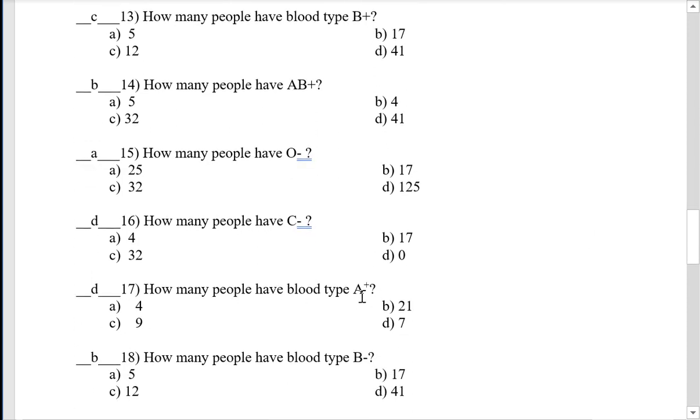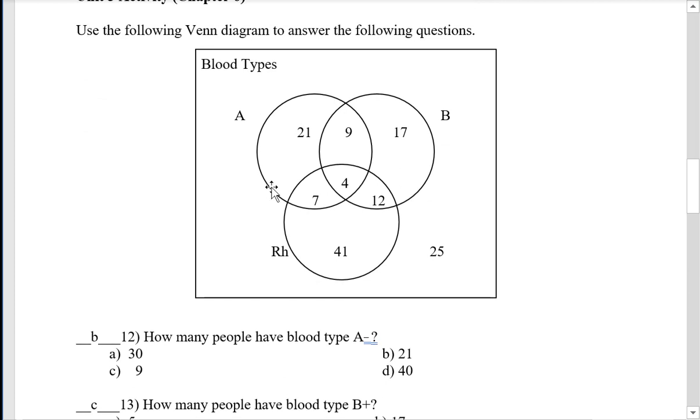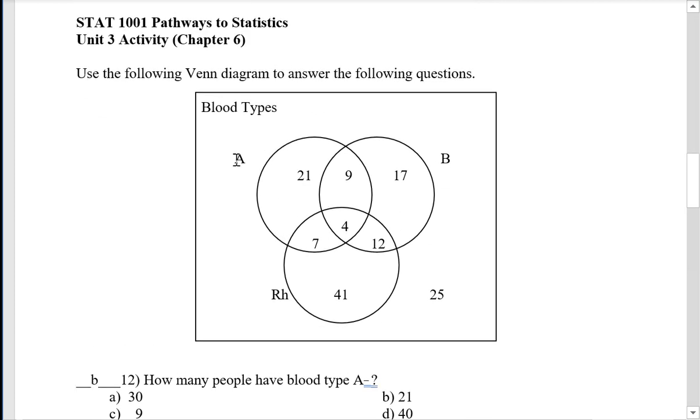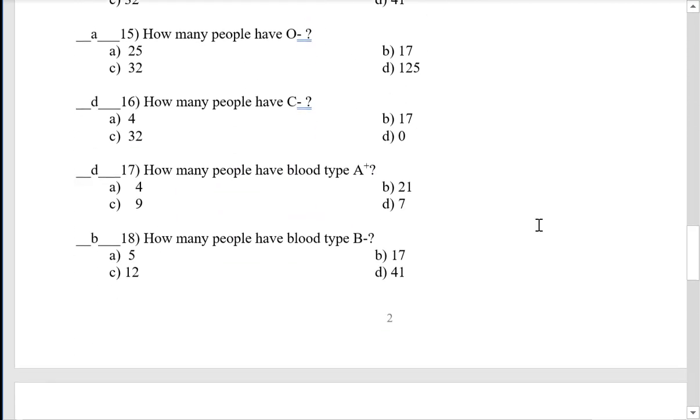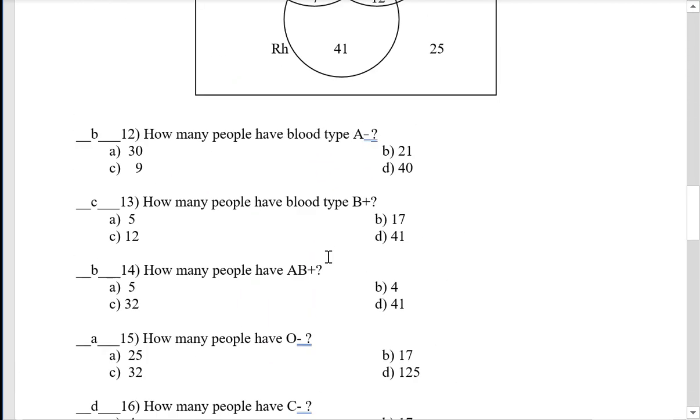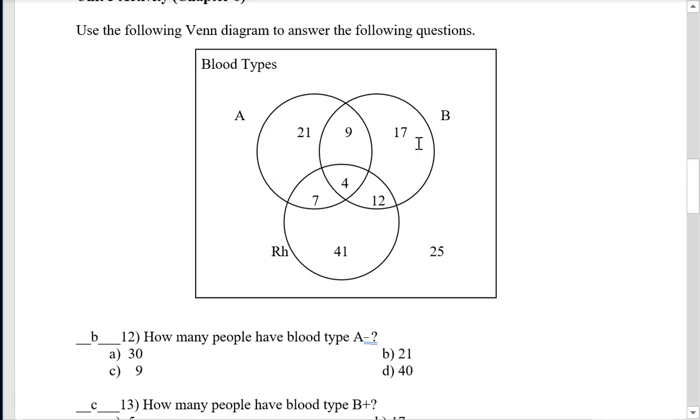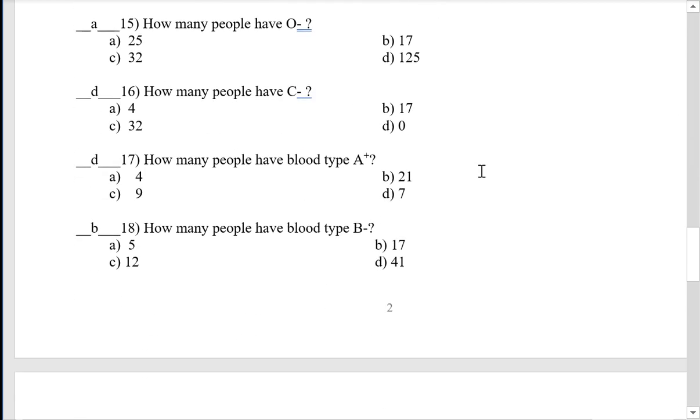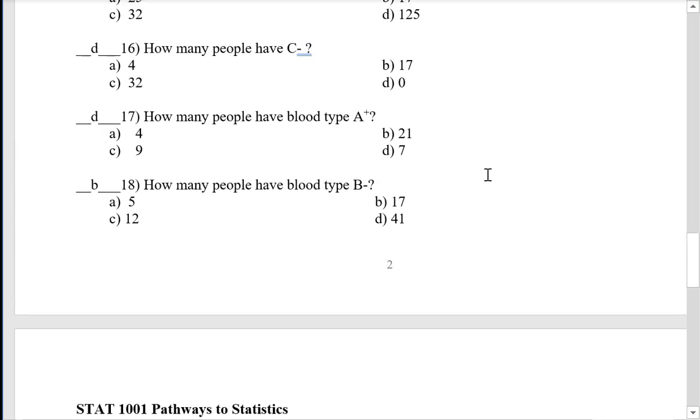How many people have A positive? That's A with Rh factor. So that's right here, 7. How many people have B negative? Which means B and no Rh, no A. This would be just this right here. B negative would be right here. And that's about it for that.